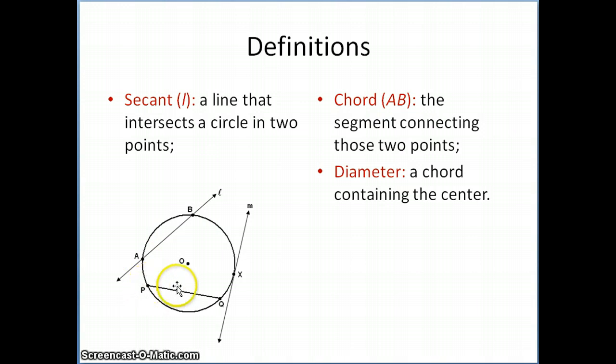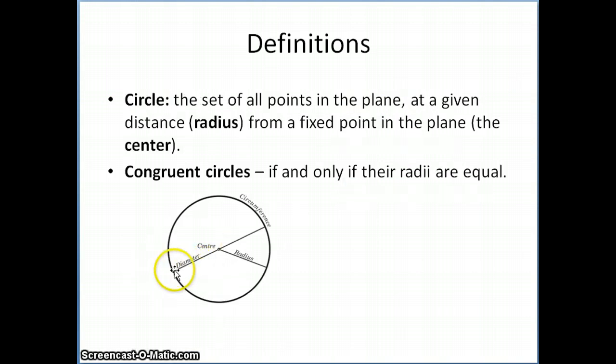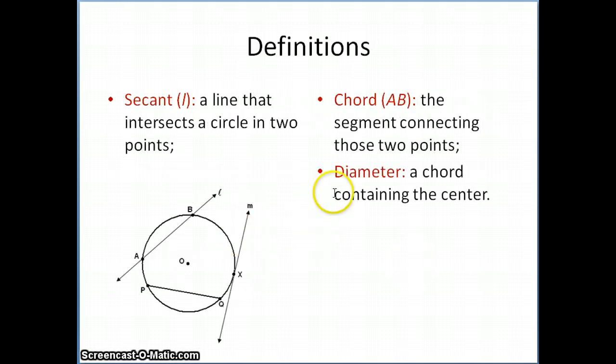And similarly, PQ is exactly a chord. And a diameter is a chord containing the center. So in this picture, AB and PQ are both chords, but they are not diameters because they are not passing through the center. If we look at the last picture here, this chord passes through the center, so this is a diameter. So a diameter is a very special chord.